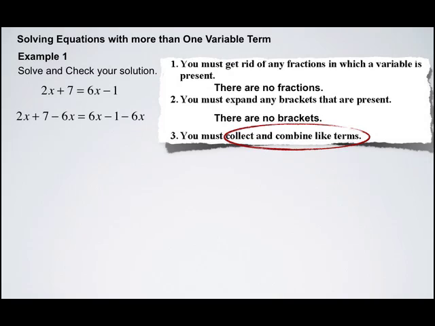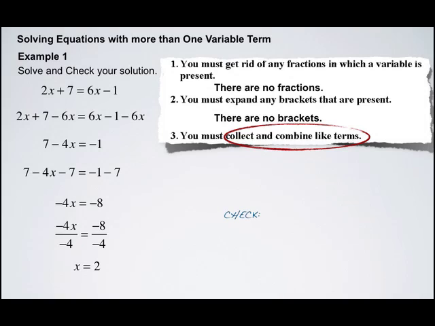So, we'll bring all the x's over to the left-hand side by subtracting 6x from both sides. This will leave us with 7 minus 4x is equal to negative 1. Now, we'll subtract 7 from both sides. This will bring the 7 over to the right side of the equation. And we'll have negative 4x is equal to negative 8. So then we have to divide by negative 4. This will allow us to isolate x from its attached value. And we'll get the answer of x equals 2.